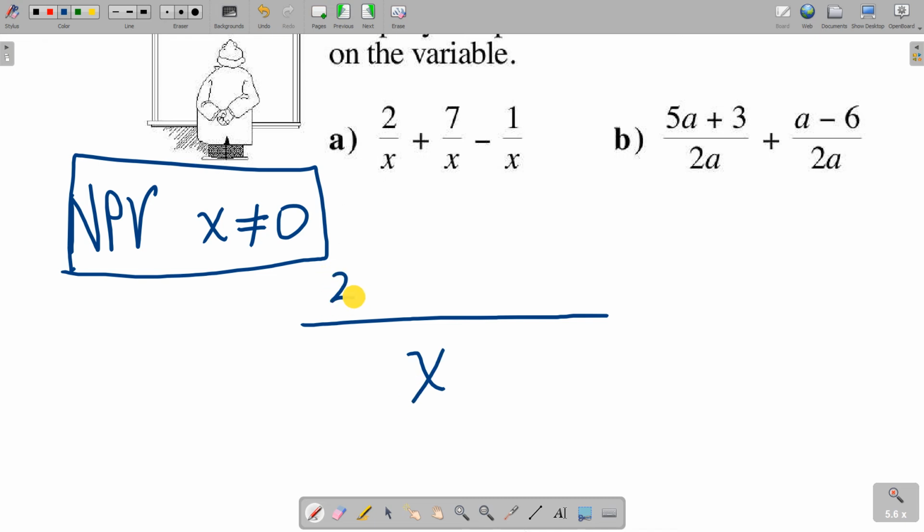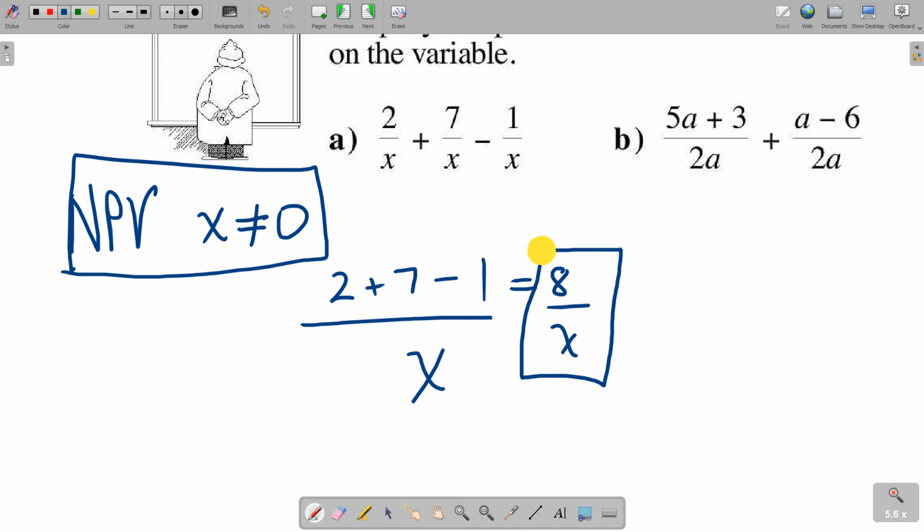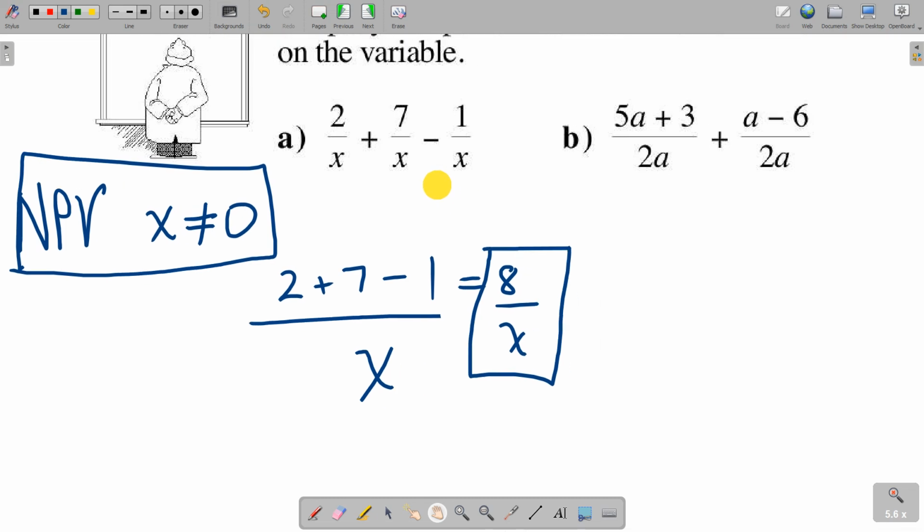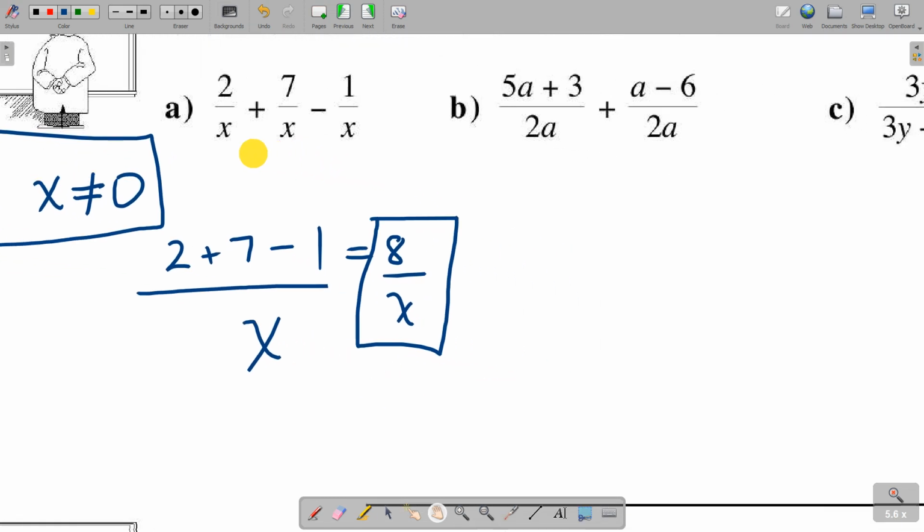So we're going to have 2 plus 7, take away 1. 2 plus 7 happens to be 9, minus 1 is 8. So this equals 8. I really shouldn't do that and put it on the same line, so therefore I should do this. But 8 is getting divided by X. This is the final simplified expression. So yes, not only can we take expressions and reduce them, we can add and subtract and make reductions as well at some point in the process.